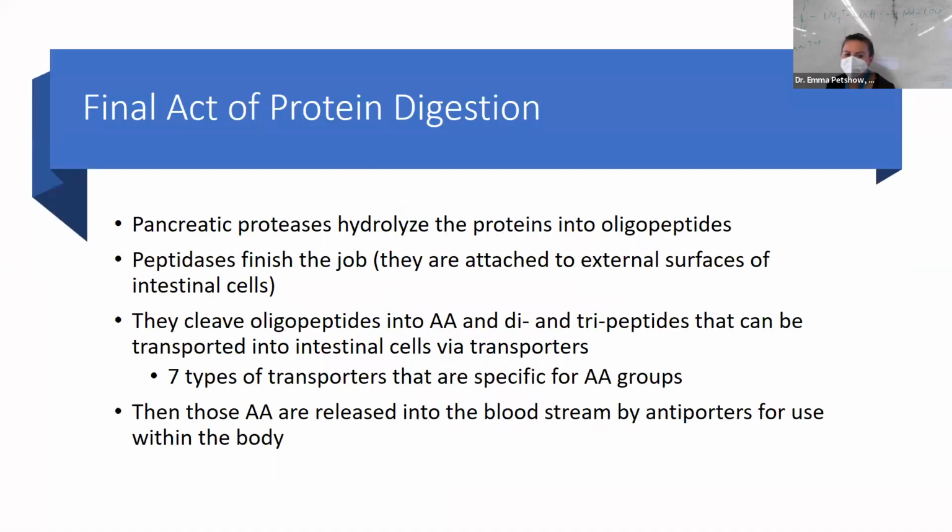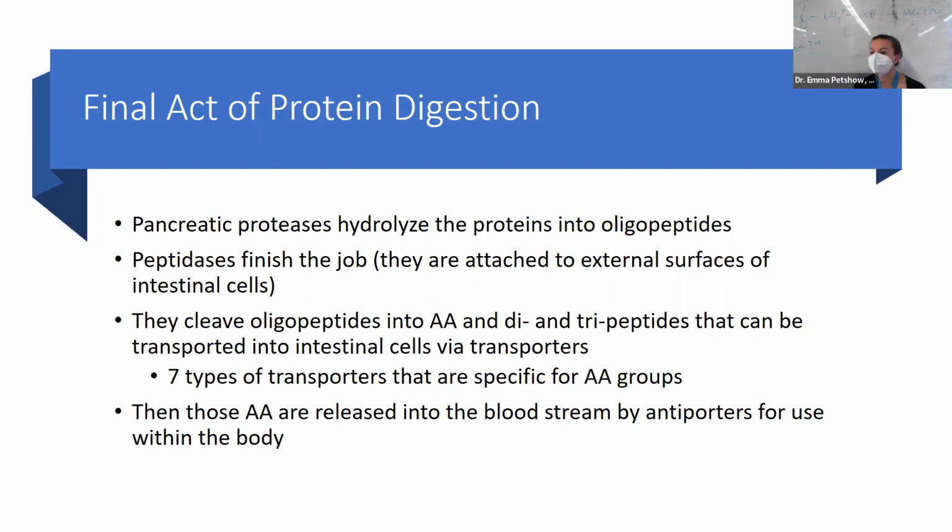And then the final act of protein digestion is our pancreatic proteases are going to hydrolyze our proteins into our final oligopeptides. Peptidases finish the job, and they're actually attached externally to intestinal cells. They're going to cleave those final oligopeptides into our amino acids, our building blocks, and a few di and tripeptides. So it's pretty much the smallest of the small protein components. They're then transported into our intestinal cells via our transporters.